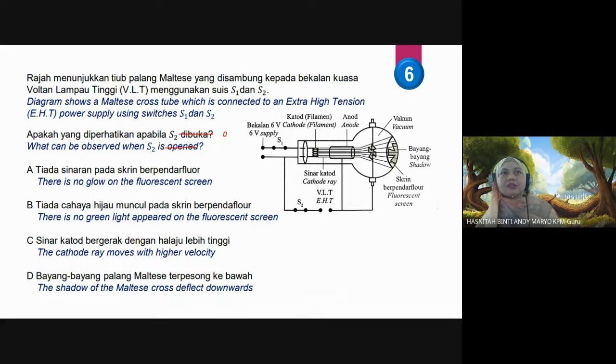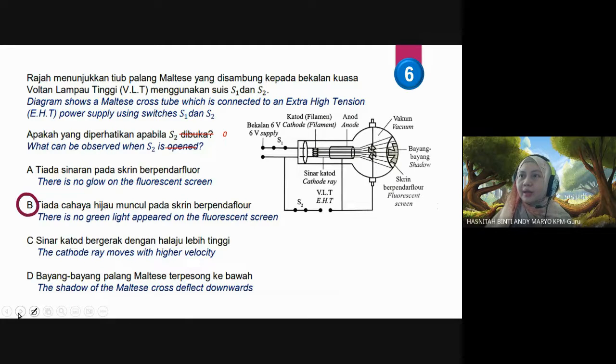The electron is bending, because it is charged. Only the electron bends, not the light itself. So which one? How to answer number 6, students?